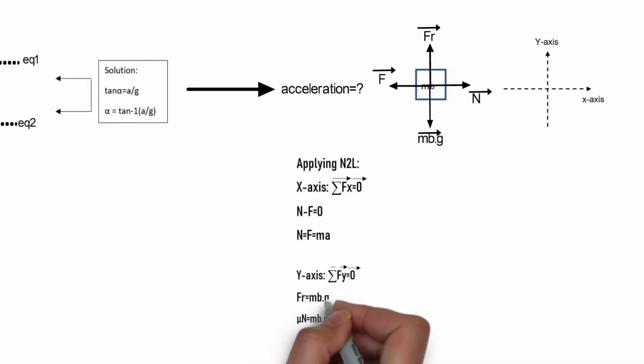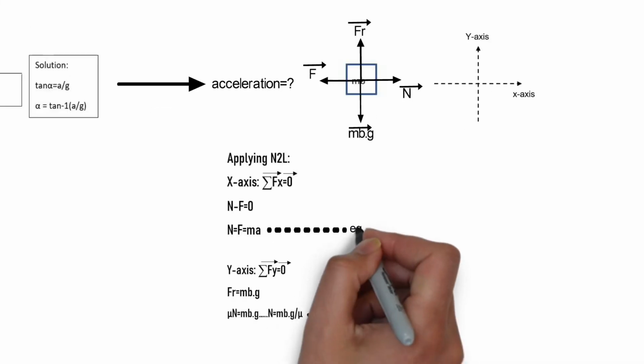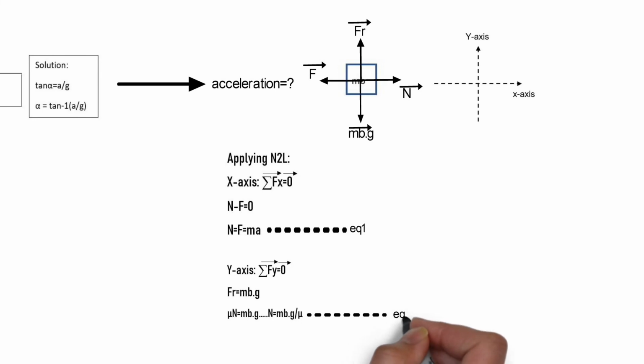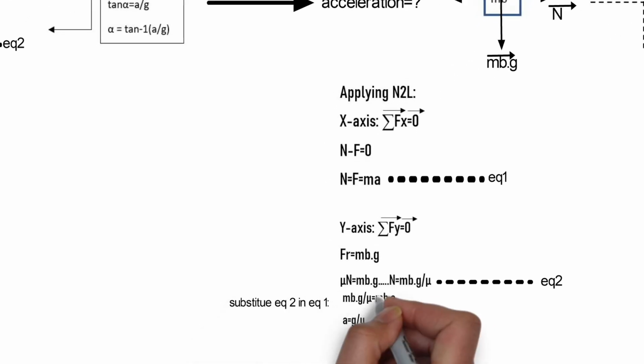Along the y-axis, we have the summation of forces equal to 0. Then friction is equal to the mass of the box multiplied by gravity. Friction is equal to the coefficient of friction multiplied by the normal force, equal to the mass of the box multiplied by gravity. Then we get the normal force equal to the mass of the box multiplied by gravity over the coefficient of friction. We do the same thing as in case 1. We substitute equation 2 into equation 1. So we get acceleration equal to gravity over mu.